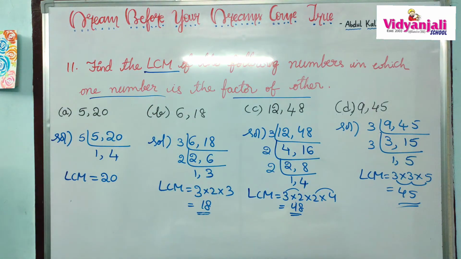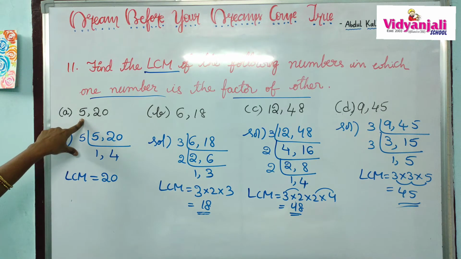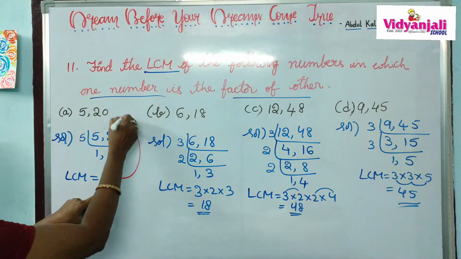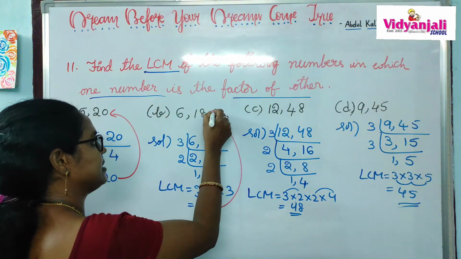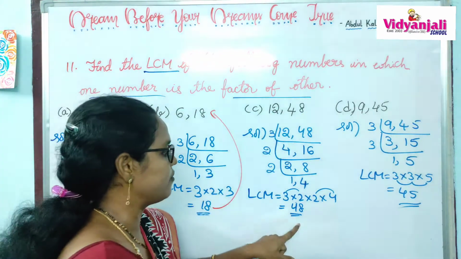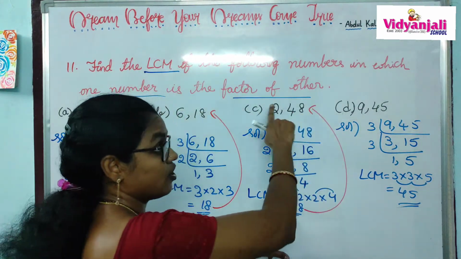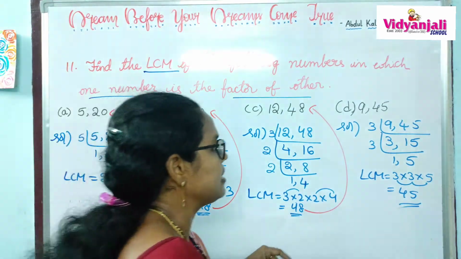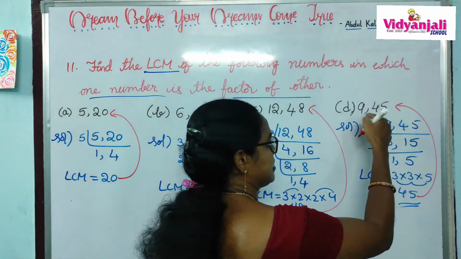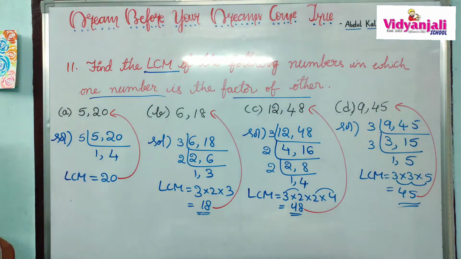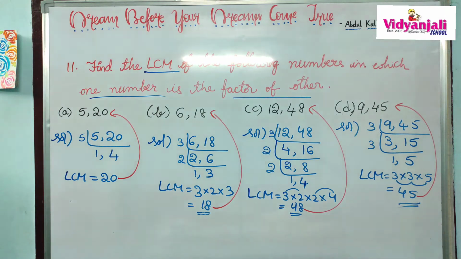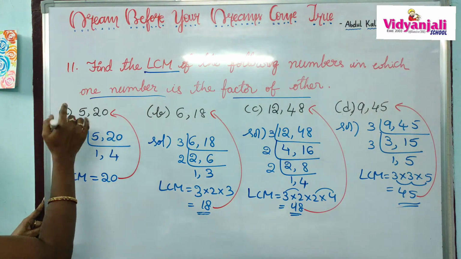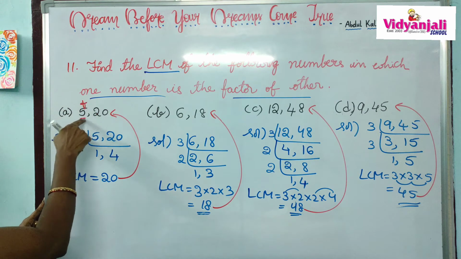Observe all the answers, children. Once you observe all the answers, the LCM of 5 and 20 is 20, one of the numbers. Here, the LCM of 6 and 18 is 18. Here, the LCM of 12 and 48 is 48, one of the numbers in the question only we are getting as the LCM. Here 45 is the LCM of 9 and 45. Why does it happen? Why did we get the LCM as one of the given two numbers? Because here if you see, 5 is the factor of 20.